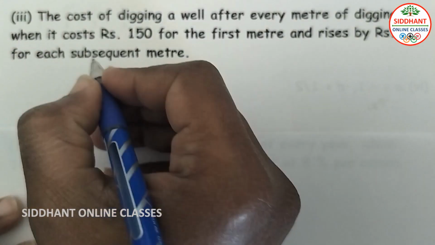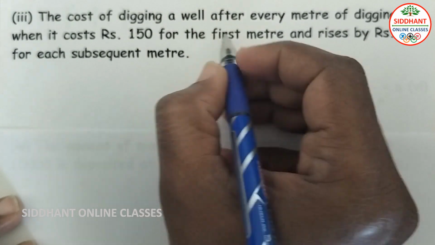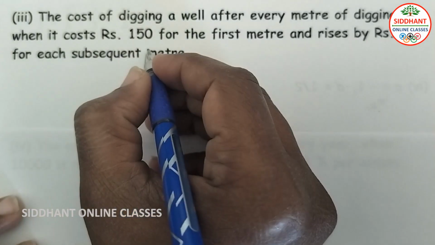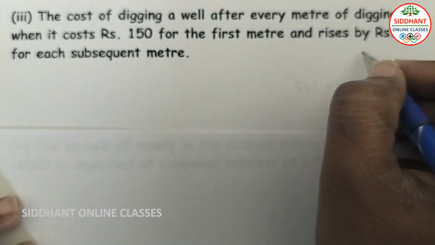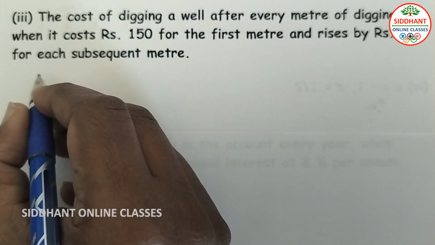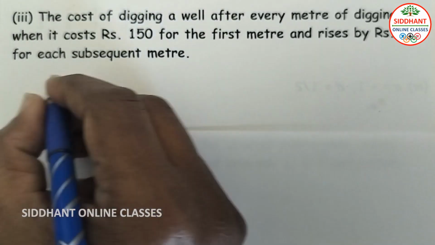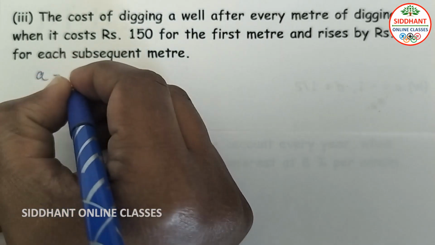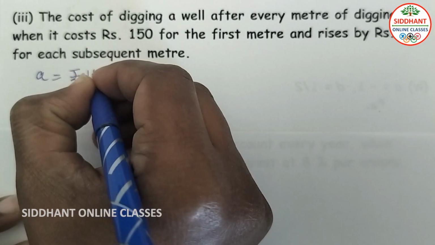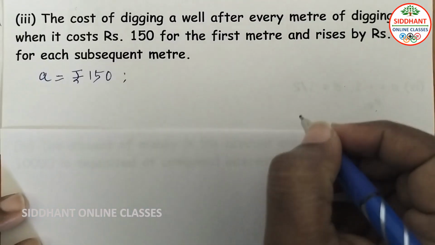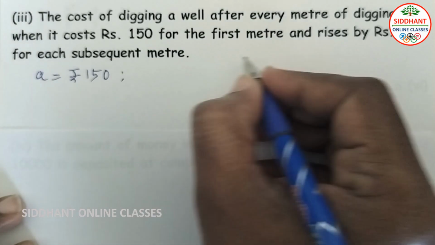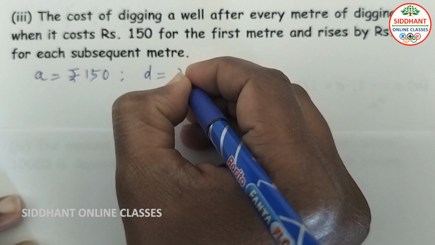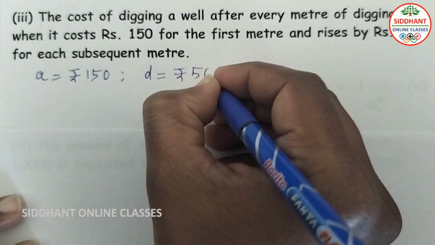Next, third one, the cost of digging a well after every meter of digging, when it costs rupees 150 for the first meter and rises by 50 rupees for each subsequent meter. That means the first time the cost is rupees 150 here, and after that for each meter we are going to add rupees 50. That means d will be rupees 50 here.